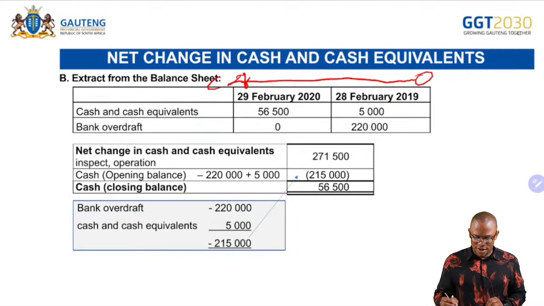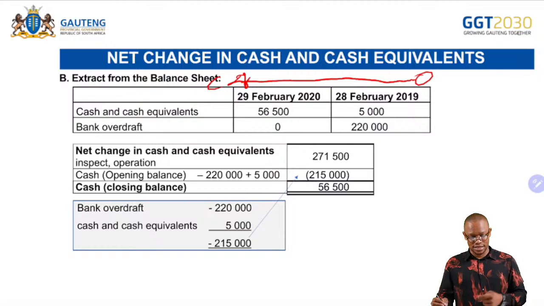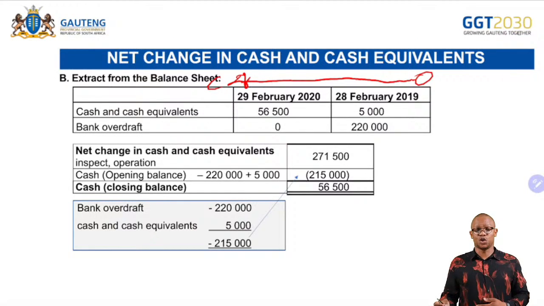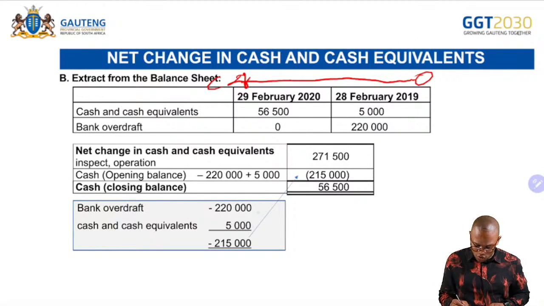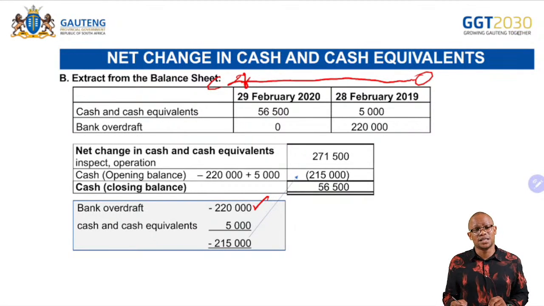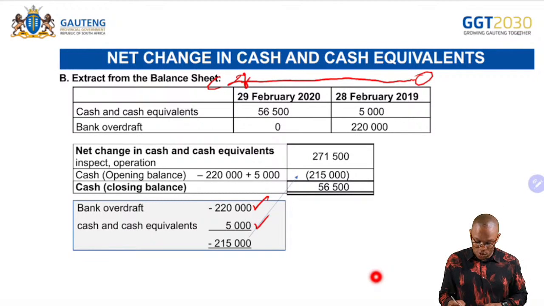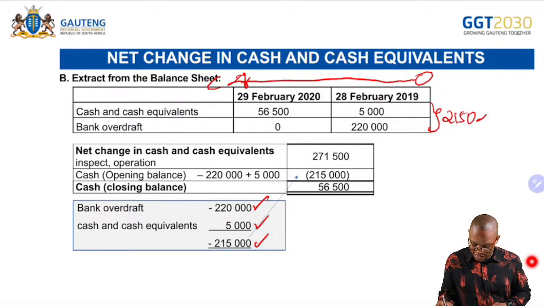Let us check. If you check the opening, we had cash and cash equivalents and we also had a bank overdraft. Before you can do anything, you must find the difference between the two. The bank overdraft was 220,000. Remember, it's a minus figure. Then we have cash and cash equivalents of 5,000. So when you say 220 minus 5,000, you will have a negative 215,000.